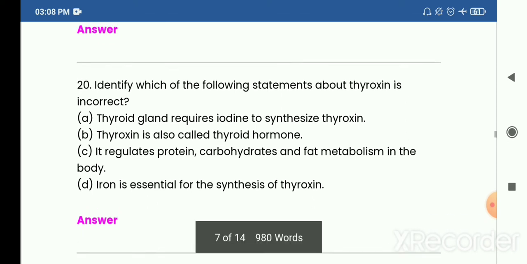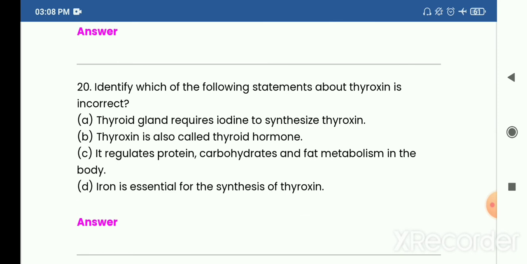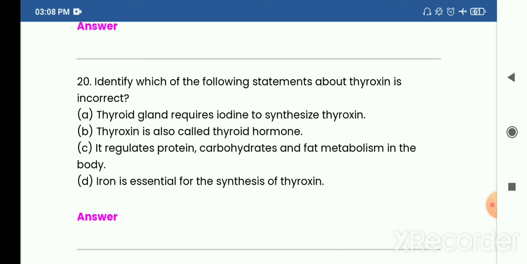So dear friends, today we discussed 20 important questions regarding control and coordination. In the next part of my video, I will come with 20 more important questions which are very applicable for the upcoming OAVS TGT Science exam.